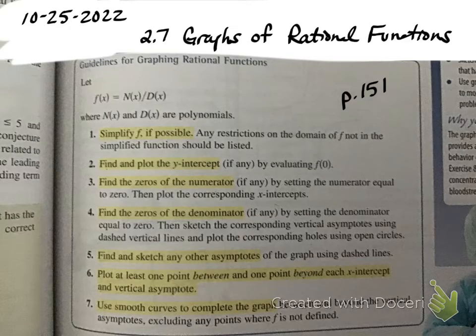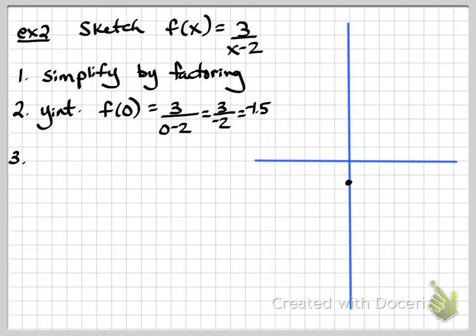Step 3, find the zeros of the numerator, if any, by setting the numerator equal to 0. Then plot the corresponding x-intercepts. So step 3 is going to show us how to find the x-intercepts. And it says set the numerator equal to 0, if any. Right? It said if any. When we set 0 equal to 3, this is not true. So there are no x-intercepts for this function.